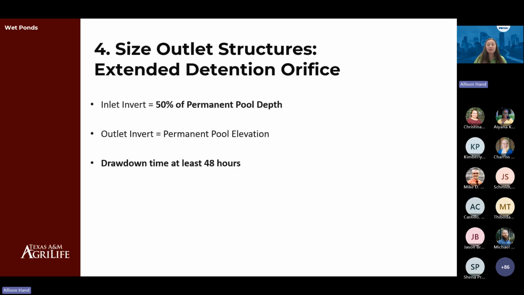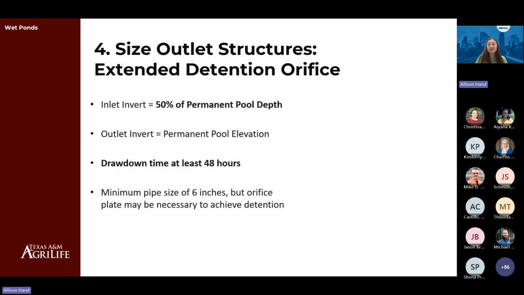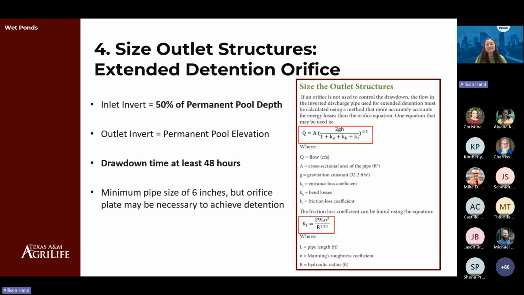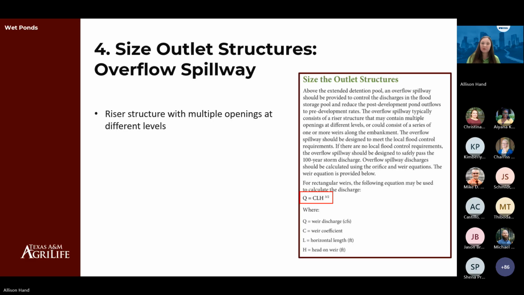Note the size of the pipe should be no smaller than it can be maintained. If you need a smaller pipe than your maintenance crews want to clean out, you may need to use an orifice plate as a restrictor to achieve the detention and drawdown goals. The design set provides formulas to calculate your outlet size. Here you can see the orifice flow equation, but if an orifice plate is not used to control the drawdown, a different equation will be used to make sure that we're fully capturing the energy loss of that orifice.